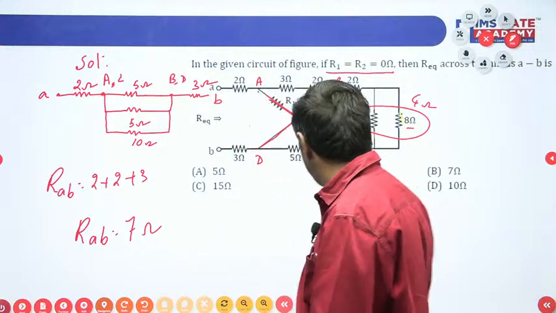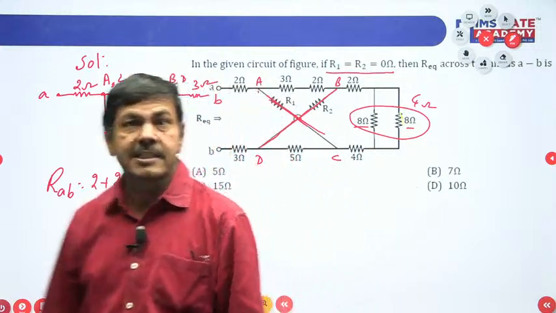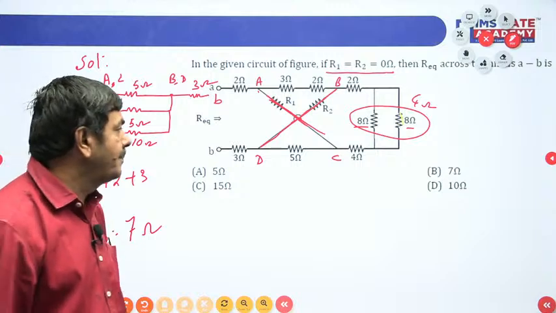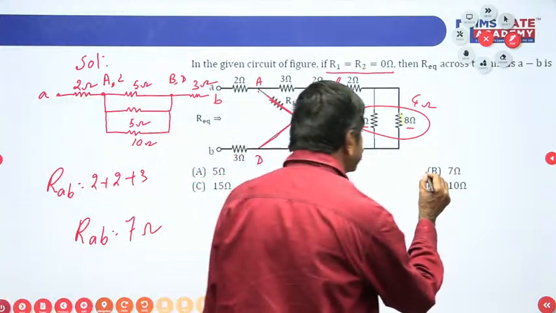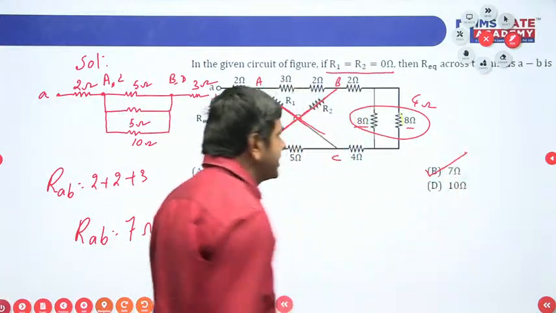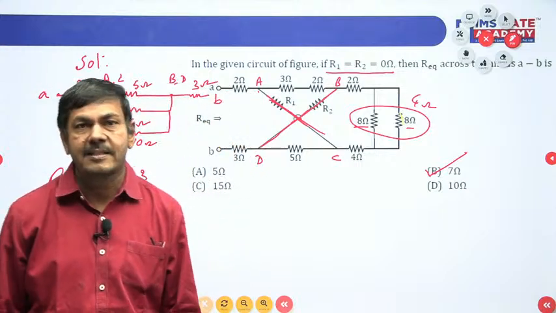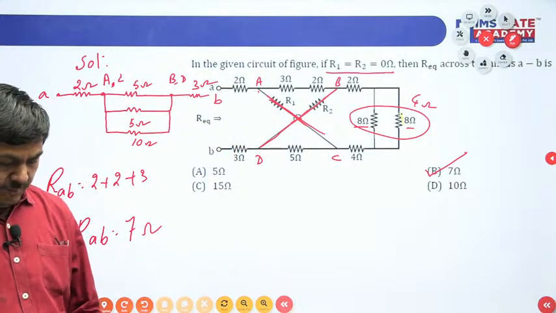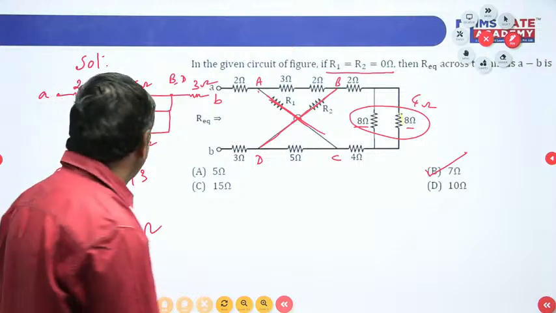7 ohms is possible. Finally, which option is correct in this particular problem? Option B is correct. This is the way we can tackle this question. I hope you followed. And I wish to give one more question.